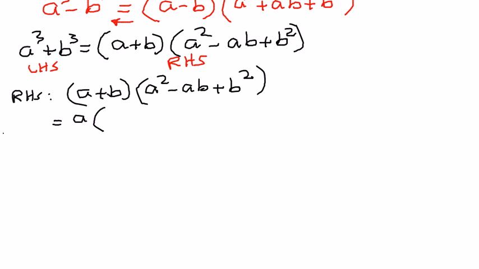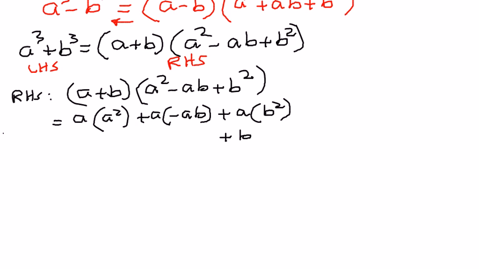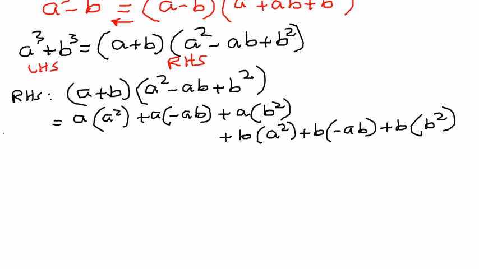A times a squared plus a times negative ab plus a times b squared. We exhausted the first term. We'll take the second term and then do the same thing: plus b times a squared plus b times negative ab plus b times b squared. Let us simplify this some more.